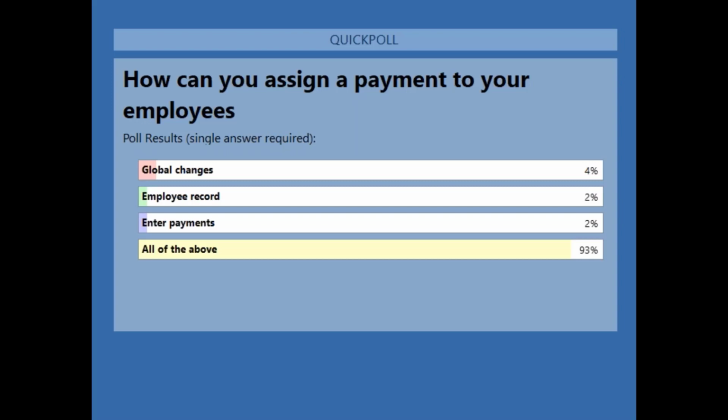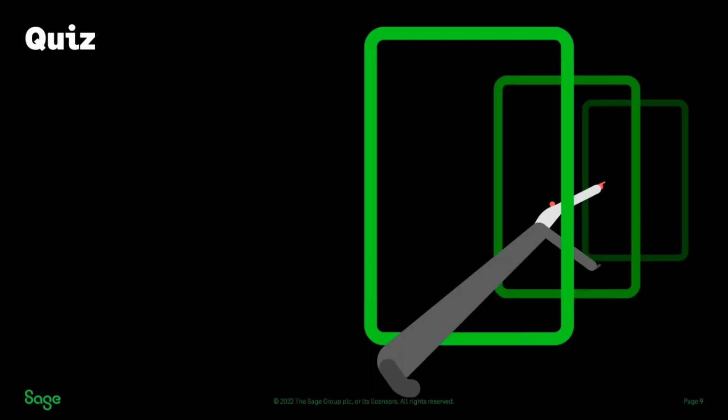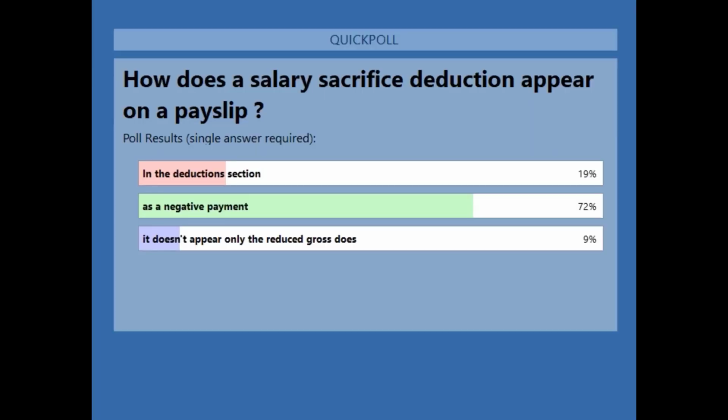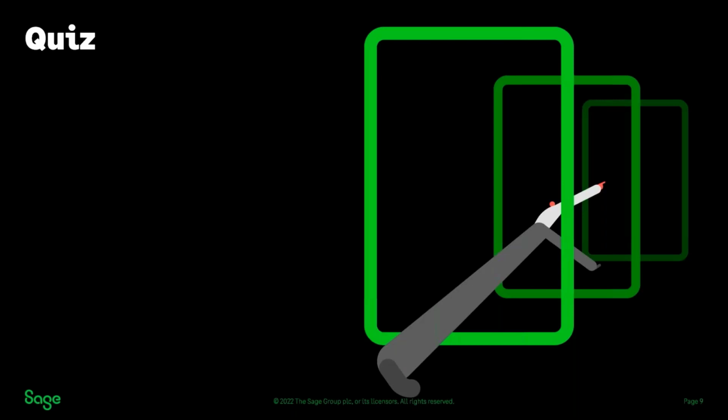And finally, how does a salary sacrifice deduction appear on a payslip? 72% of you said as a negative payment. 72% of you were correct again. So it does in fact say as a negative payment on the payslip. So you will see it as a minus, and then however much you have that salary sacrifice set up for. Okay, so that is the quiz, and we have run through that.